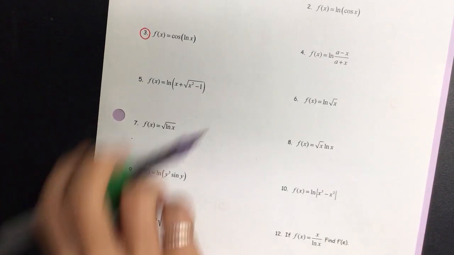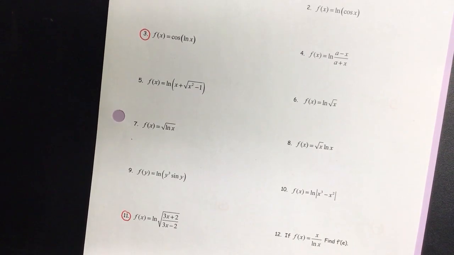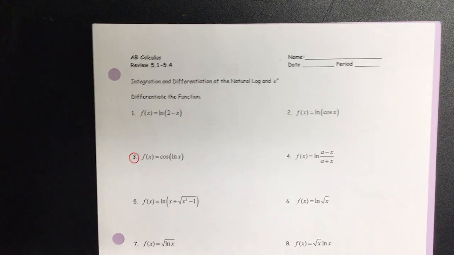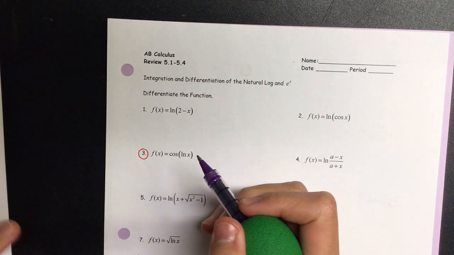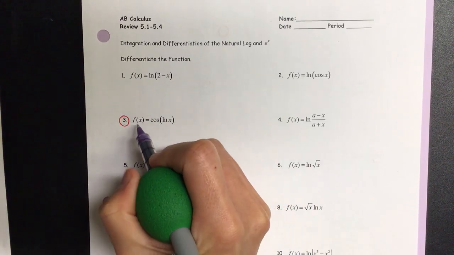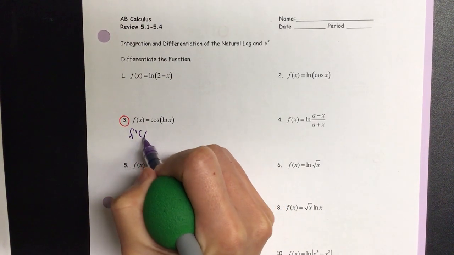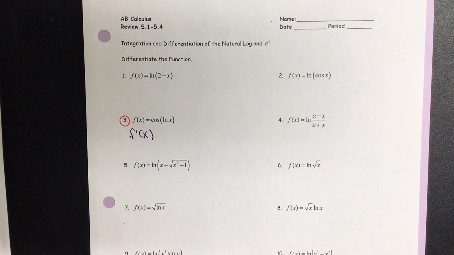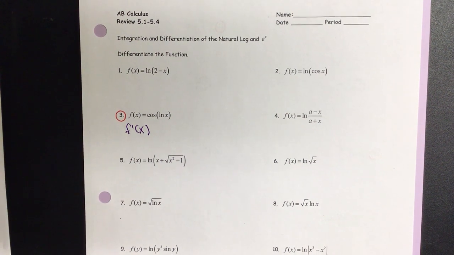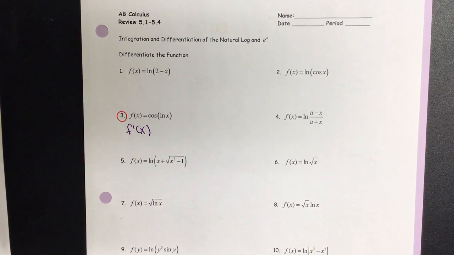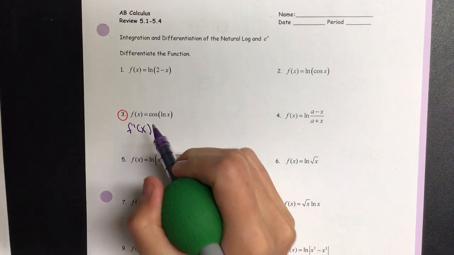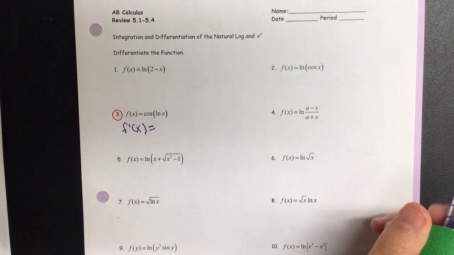There we go. Okay, on the first page, we're just finding the derivatives. So, for number 3, I'm going to write in f prime of x. Now, wouldn't this be chain rule? We have something on the outside, something on the inside wrapped with the parentheses. So we have to start from the outside and work in.